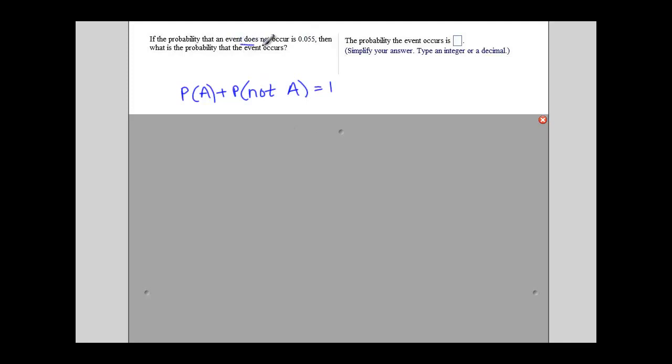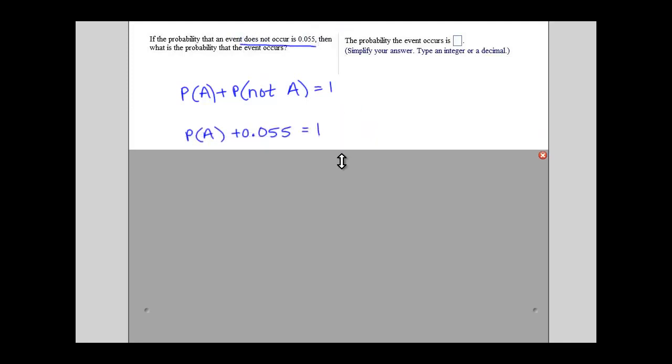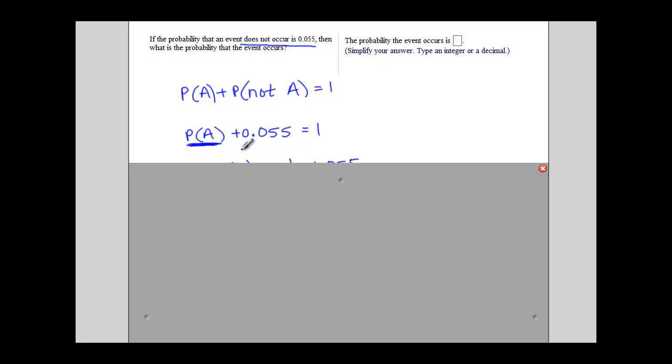The probability the event does not occur is 0.055. So the probability of A plus 0.055 would add to be 1. Since the probability of A is unknown, to solve for the probability of A, we would subtract 0.055 from both sides of the equation.